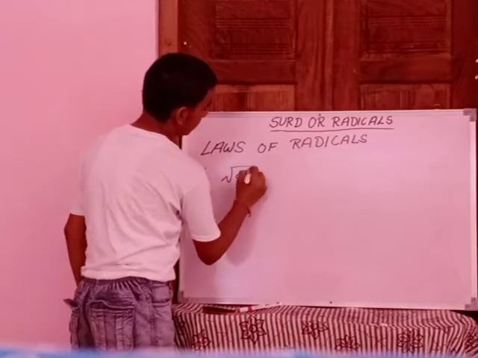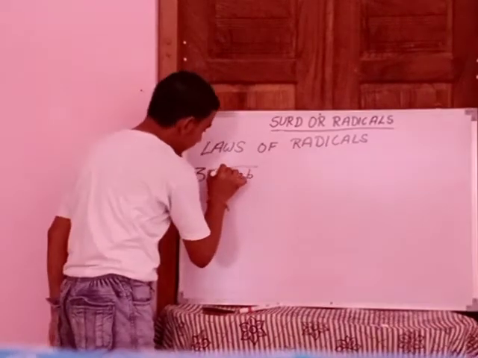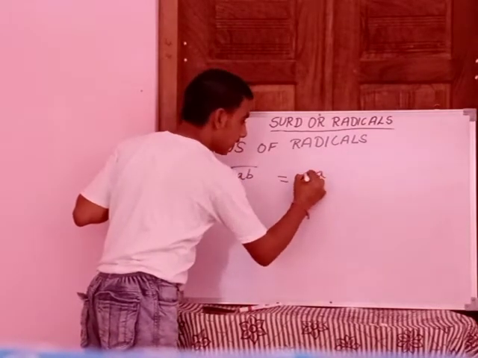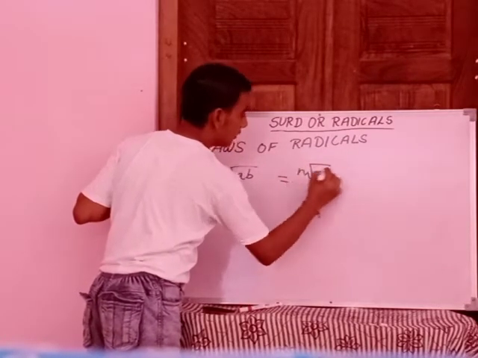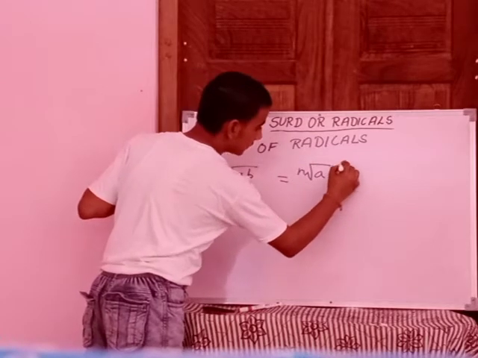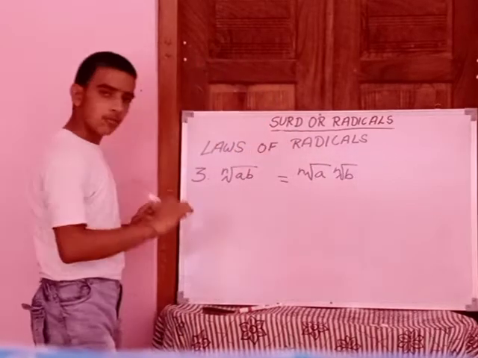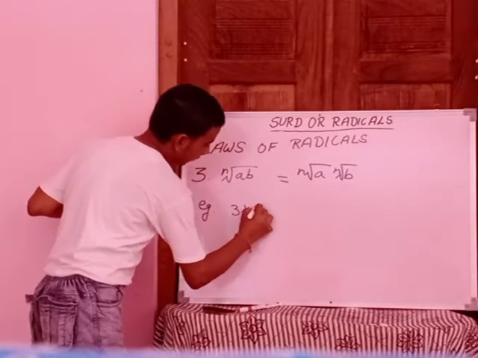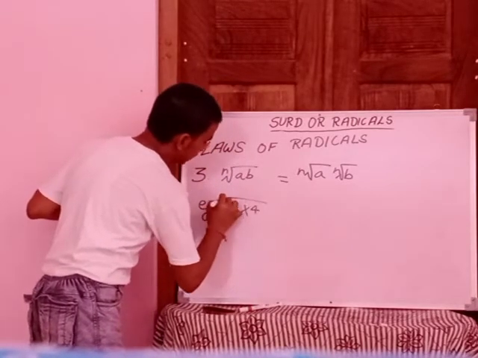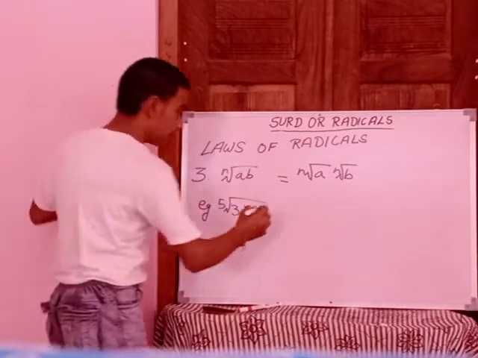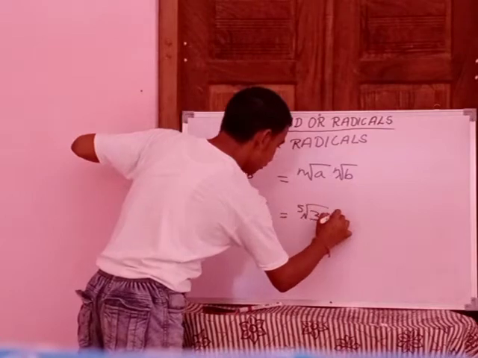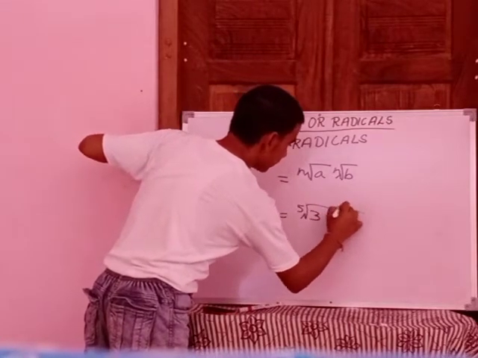A into B under the radical sign of index n can be expressed as A under the radical sign of index n into B under the radical sign of index n. For example, 3 into 4 under the radical sign of 5 can be written as 3 under the radical sign of 5 into 4 under the radical sign of 5.